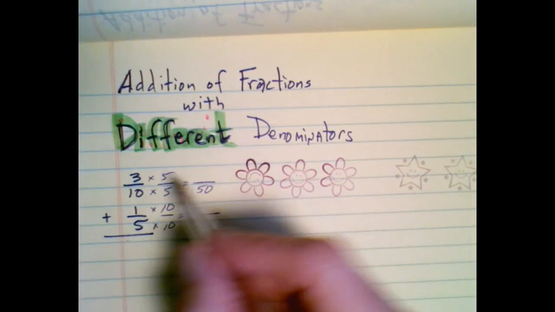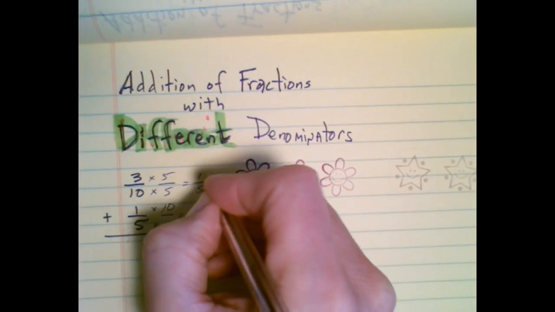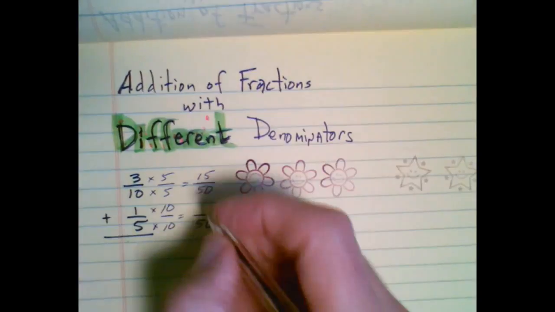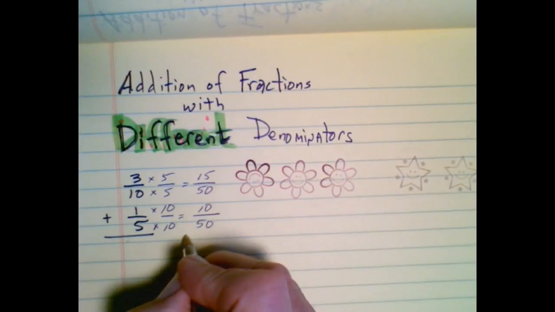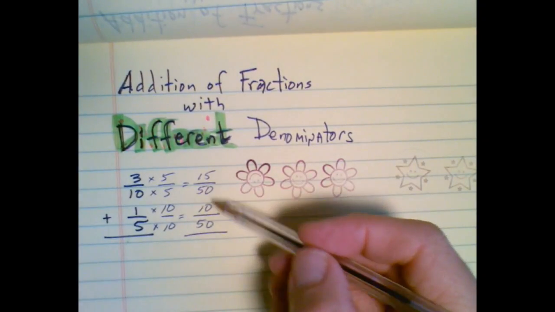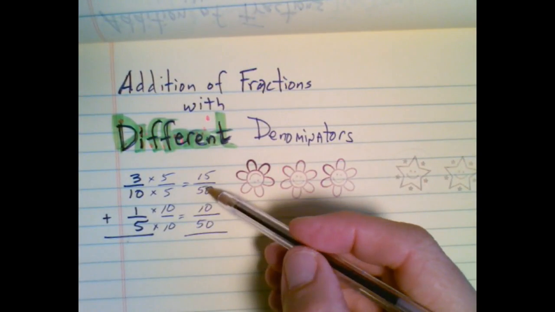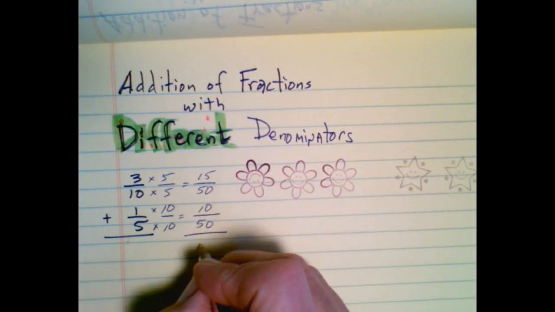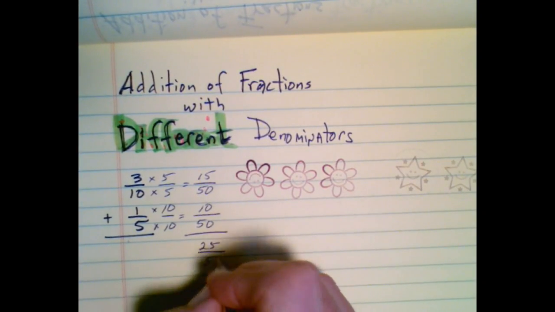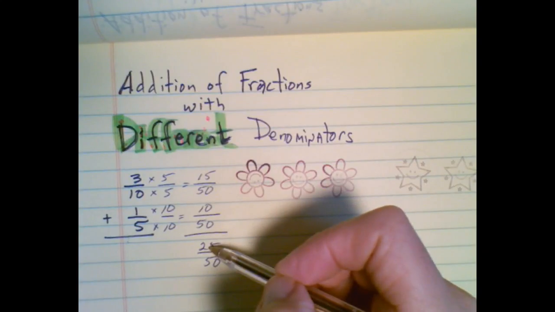How nice is that? 3 times 5 is 15. 1 times 10 is 10. And now I can add them together because I have the same denominator. 15 fiftieths plus 10 fiftieths is 25 fiftieths. 15 plus 10 is 25.